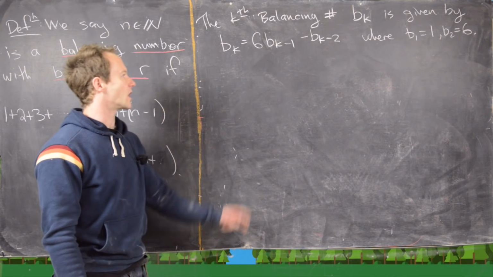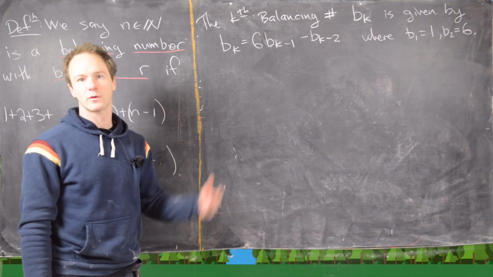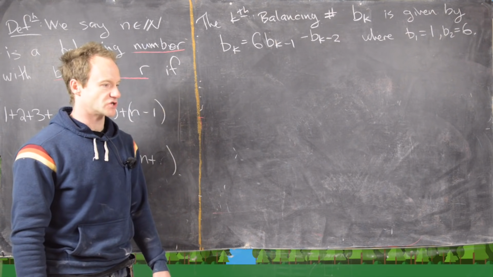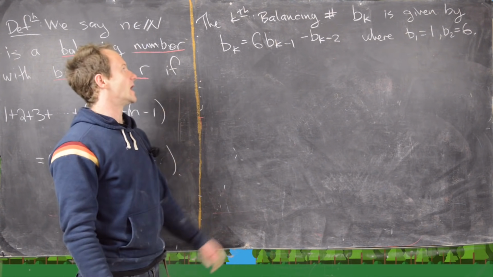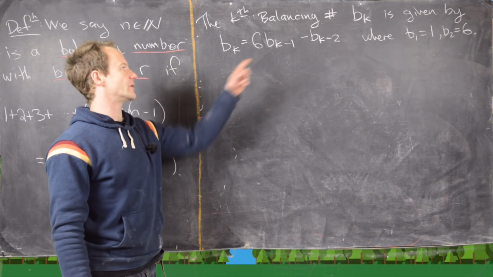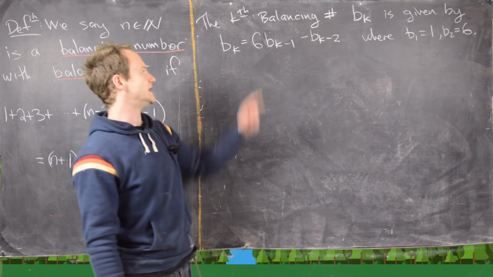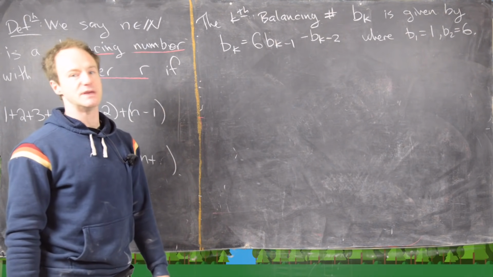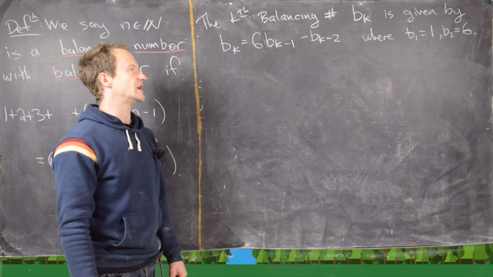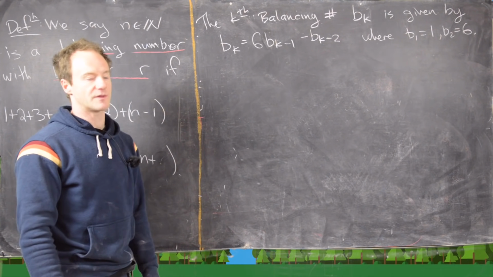Okay, so let's see where we are. I've renamed our balancing numbers from y_k to b_k because now we're really back in the balancing number world and we are not worrying so much about that quadratic Diophantine equation that we got. So the kth balancing number b_k is given by the following recursion. So b_k equals 6 times the previous one, b_{k-1}, minus b_{k-2}. And then let's recall we have our two seeds, b_1 equals 1 and b_2 equals 6, which we got from playing around with that earlier.